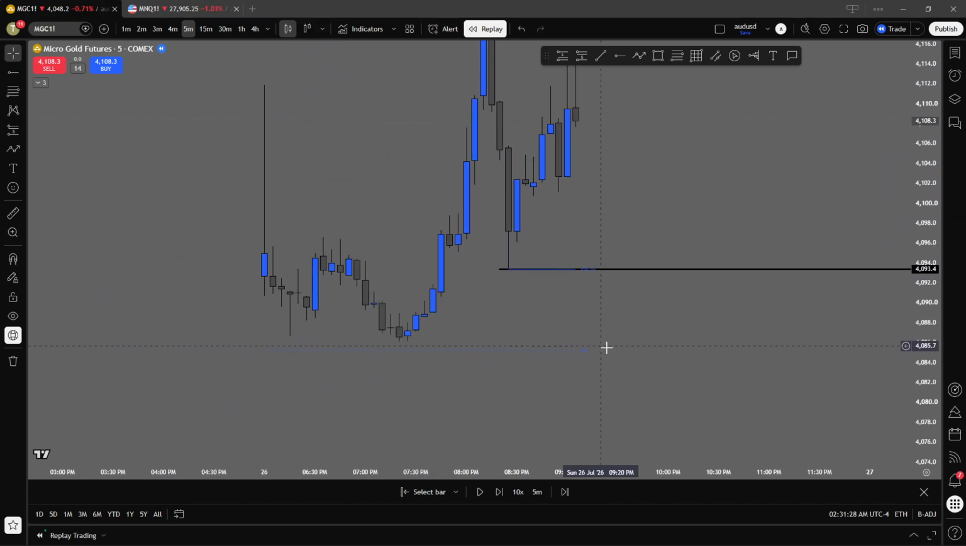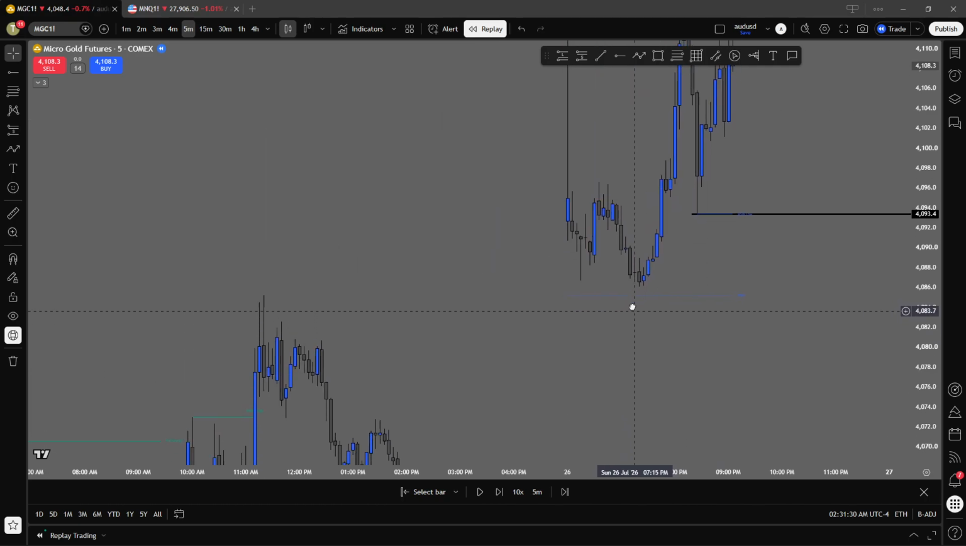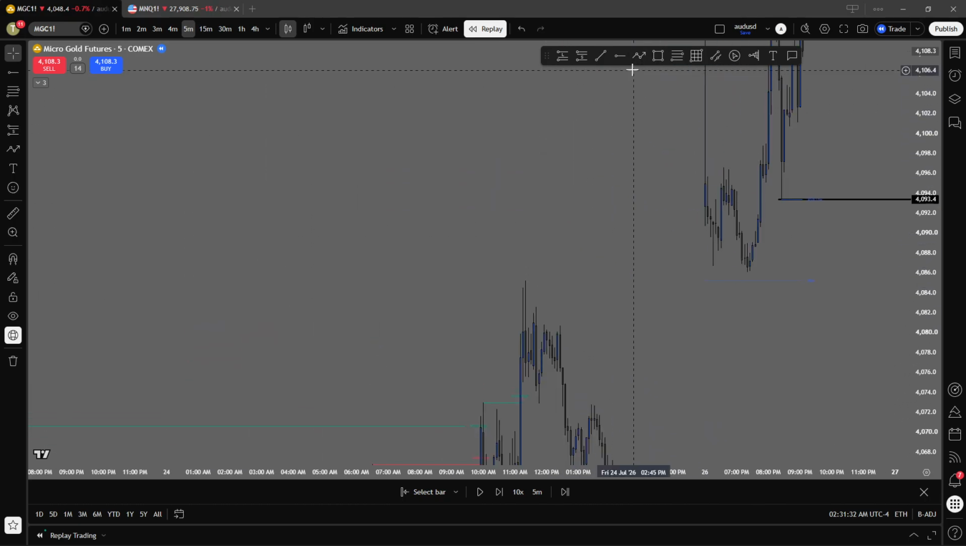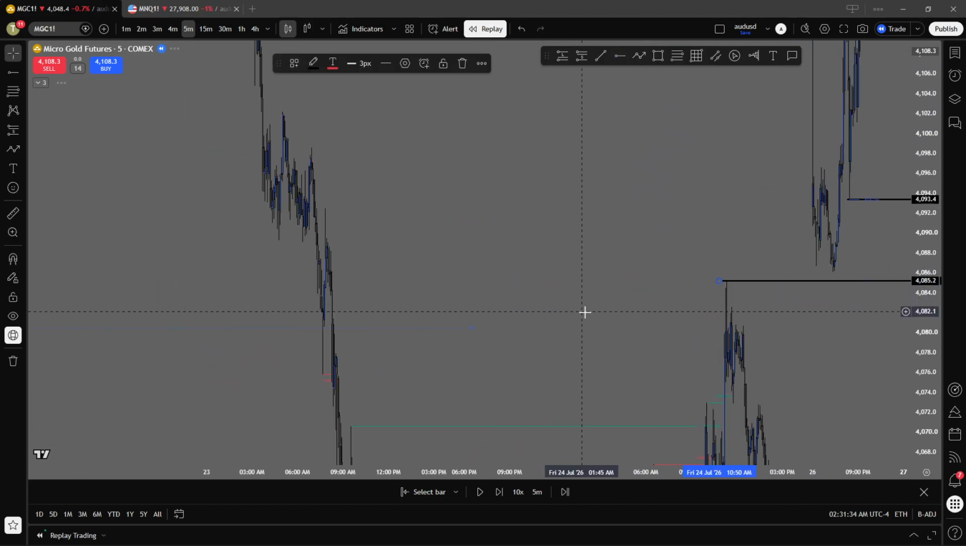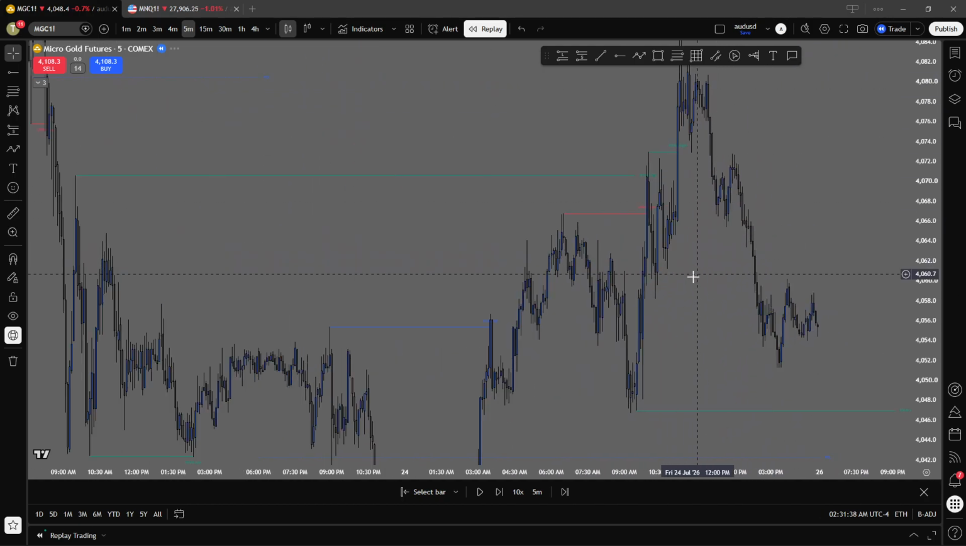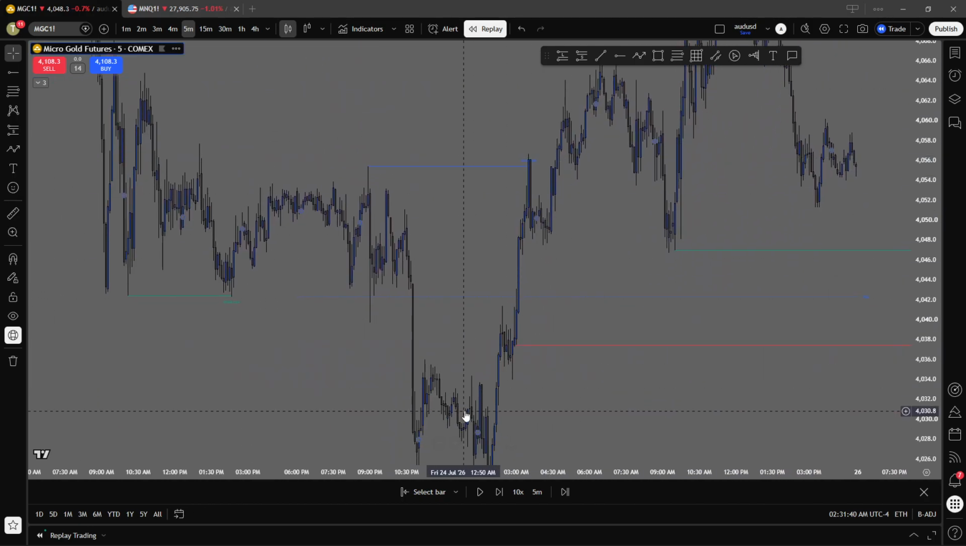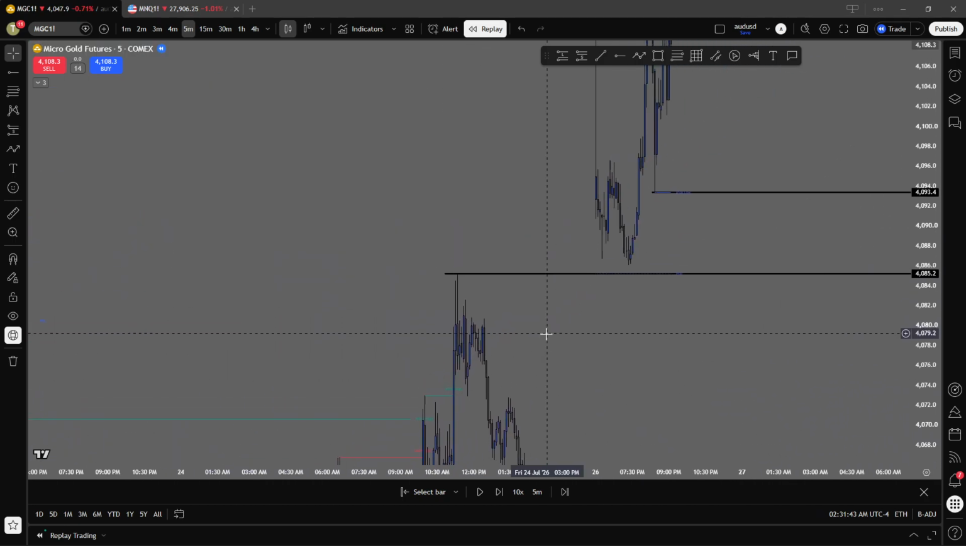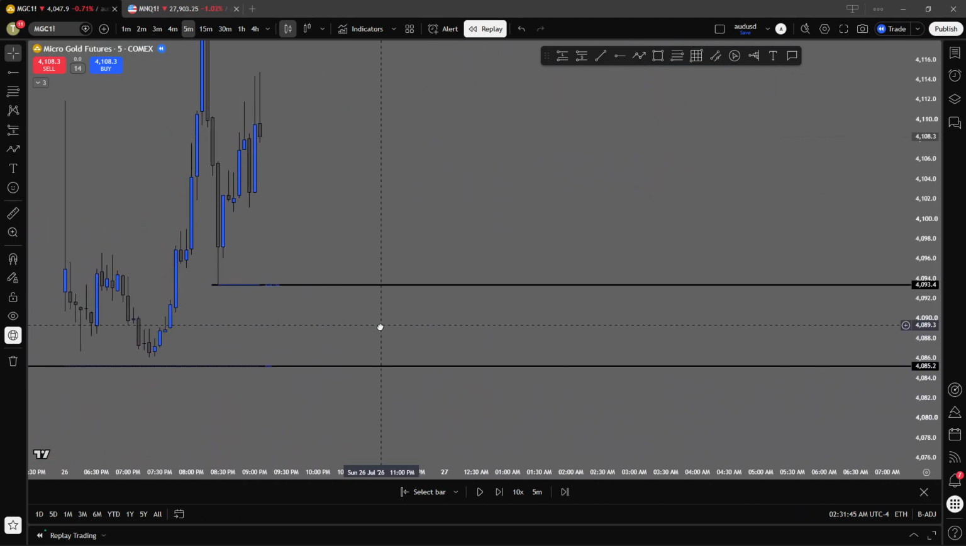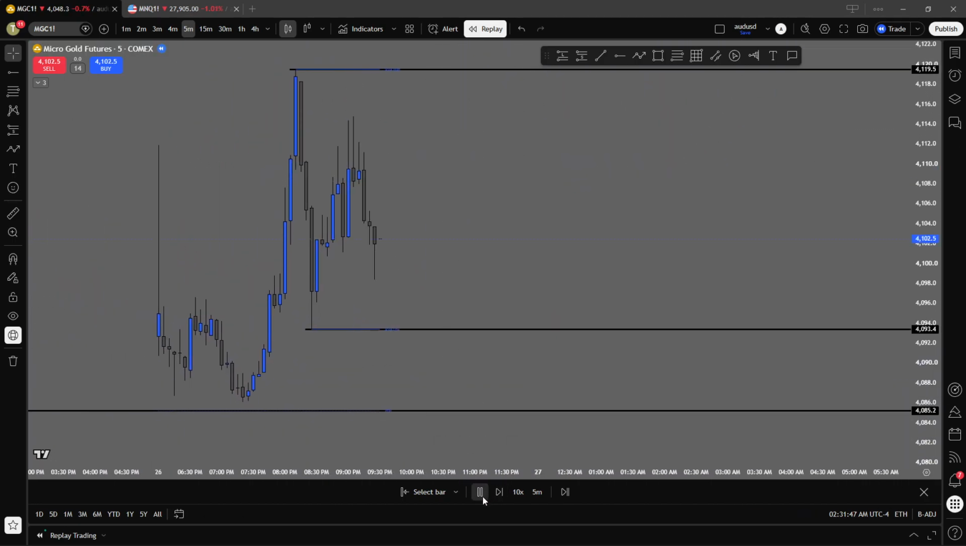What is this blue level right here? This is previous day high. This was the highest point that the previous day has made, which is right here. If you look to the left, from midnight, since this day started, all the way up to here was the highest point of yesterday. That is another key level you could possibly watch for. And we just play this out.